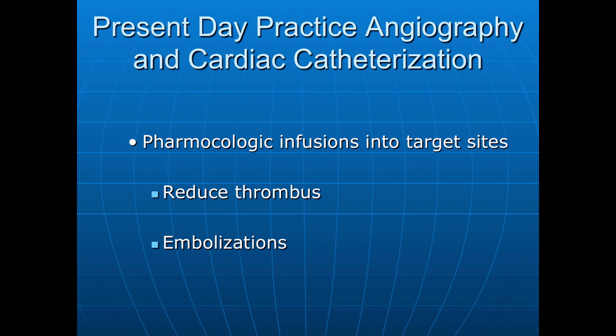Not only have we come up with lots of different devices that we use, but all of the pharmacologic agents have increased in efficacy in the last 15 to 20 years. We have lots of agents that we can give patients that will reduce thrombus. We also have different pharmacologic agents that we can use when we're trying to do embolizations or reduce the blood flow to a particular area, for instance, a brain tumor or an AVM if the patient's going to have surgery and you want to reduce that blood loss during surgery.